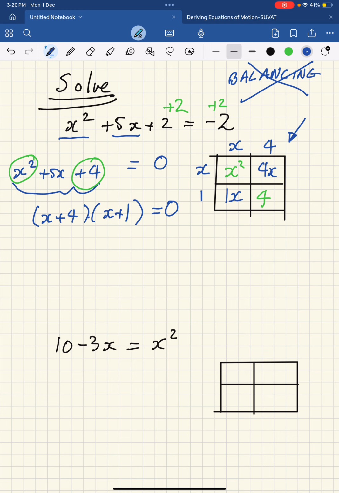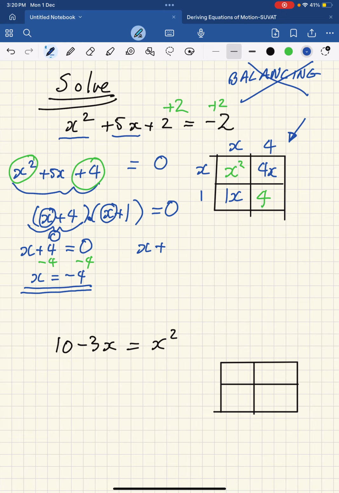Now the key idea is that with anything that's multiplied together, for the overall answer to be 0, we just need one of them to be 0. So if we can make the x plus 4 equal to 0, then we've got it. So now subtract 4 from each side here, and we've got x equals negative 4. So if we substituted negative 4 into the equation, this first bracket would be 0, and it doesn't matter what the second bracket is, all right?